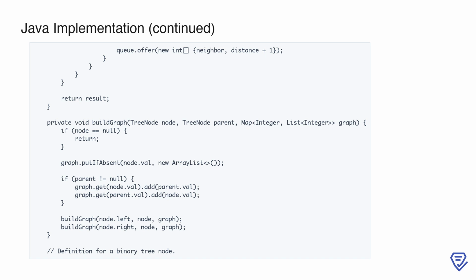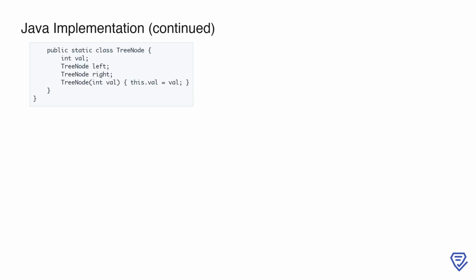The buildGraph method, which we called earlier, is crucial to this process. It recursively traverses the binary tree, linking each node to its parent and children in the graph. If the parent node exists, it creates bidirectional edges between the parent and the current node, ensuring the graph correctly represents the tree structure. Finally, we define the TreeNode class, which represents the structure of a binary tree node. Each TreeNode has a value, a left child, and a right child.